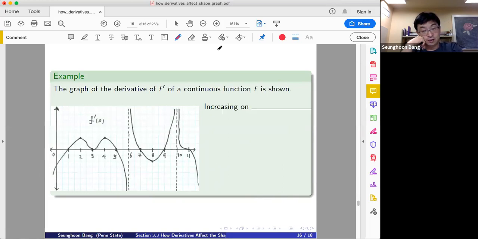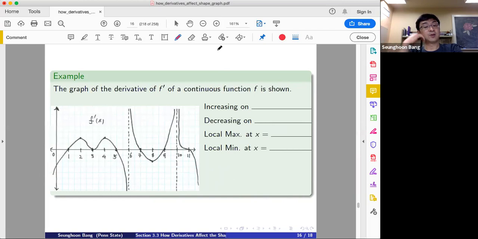The first question. Find the intervals where function f is increasing. Find the intervals where f is decreasing. Find the x value at which f has a local maximum. Find the x values at which f has a local minimum.